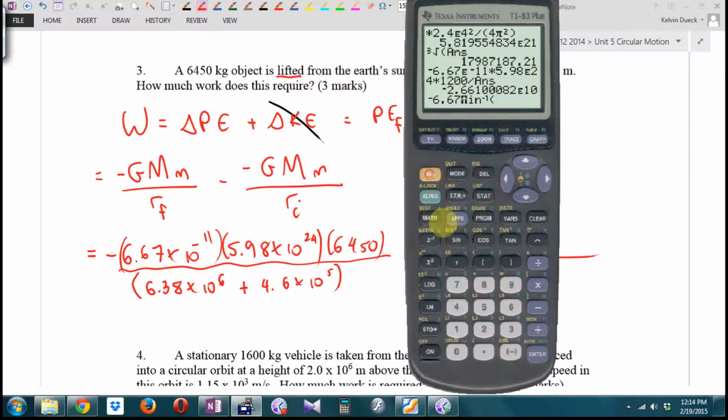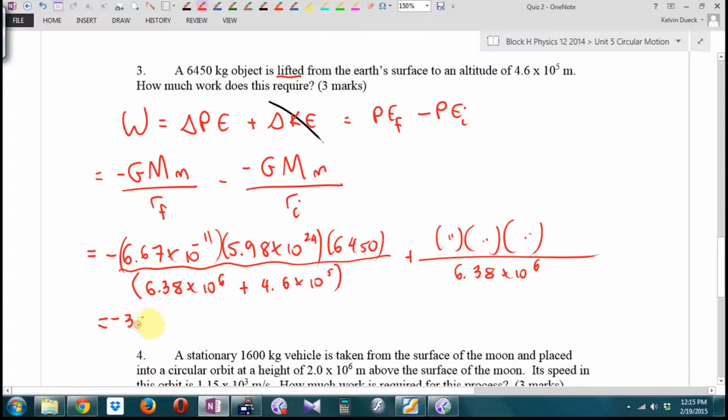Oh, that's the wrong button. Negative 11, 5.98 times 10 to the 24th, 6450 divided by bracket 6.38, scientific notation button 6, plus 4.6, scientific notation button 5. Did I type that in right? Looks good. I'll carry this to like 5 sig figs, and then I'm going to do more math. So negative 3.7612.